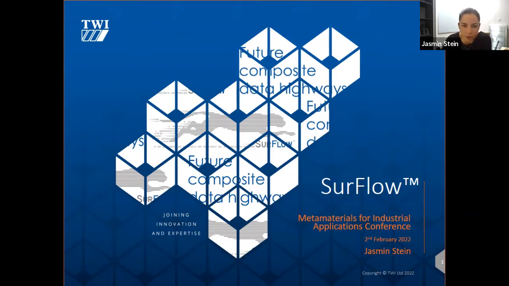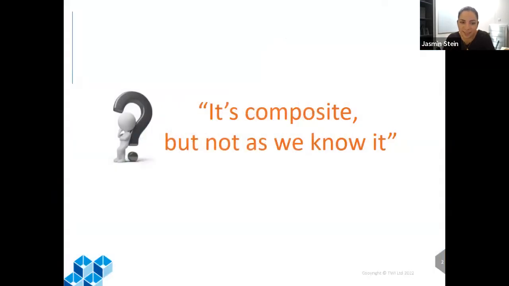I work for TWI in the advanced composites and adhesive section. I manage the team, and my background itself is composites. I have been working in the field for about 15 years now, and now I have turned to a somewhat different area in composites. What I'm going to talk about is a composite, but not as you know it. So I'll give you a bit of background first. And I'm not necessarily going to reference metamaterials constantly, but you will see why this talk has come under this session.